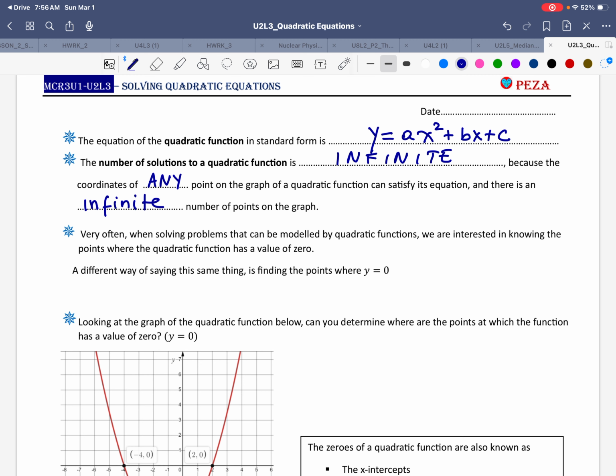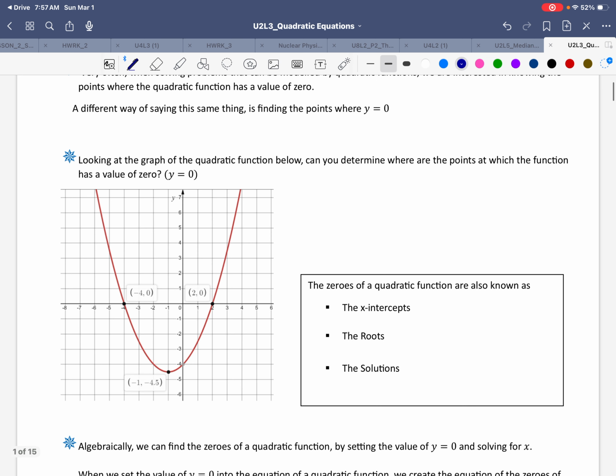Now, very often when we solve problems that can be modeled by quadratic functions, we're interested in knowing specific points on the graph of a quadratic function, such as the vertex. Remember that last class we looked at how we use the vertex to solve problems where we want to identify the minimum or maximum value of a quantity. And sometimes we want to know what the zeros of the quadratic function are.